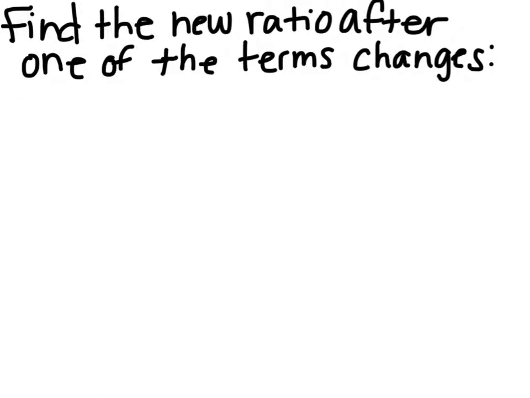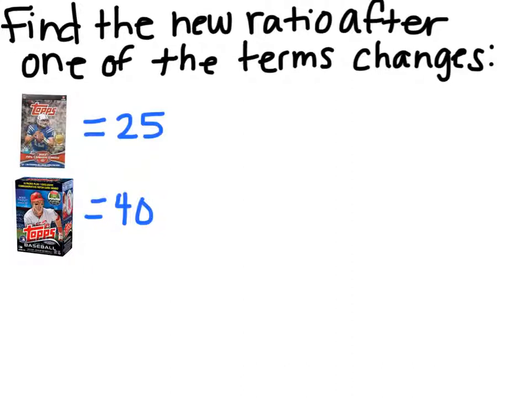All right, now we're moving on to pro-level ratio word problems. We're going to find the new ratio after one of the terms changes. Ernesto has 25 football cards and 40 baseball cards. He gives away 5 of his baseball cards. What is the ratio of the number of football cards to the number of baseball cards that Ernesto has now? Okay, so we start with 25 football cards and 40 baseball cards. Ernesto is going to give away 5 of those baseball cards, giving us a new number, 35.